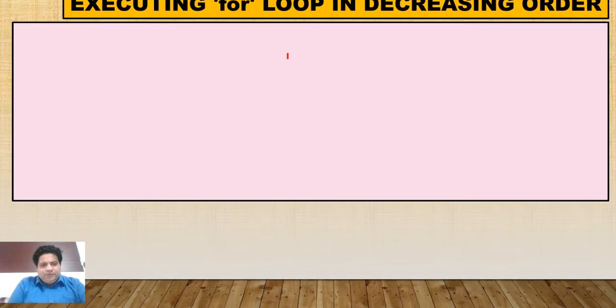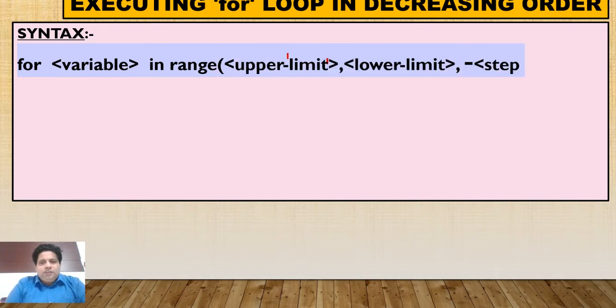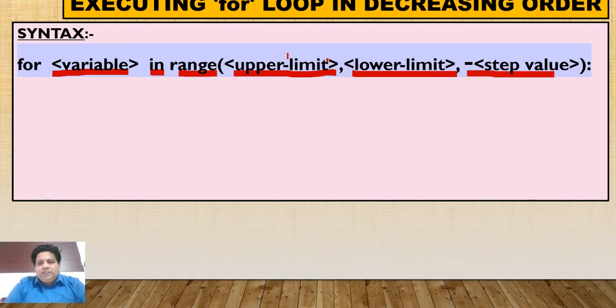Now the syntax is, see the syntax carefully. You write for variable in range. You write the variable name after for, then in is also an operator, and range is the function. Now you will give the upper limit first because you are executing the loop in decreasing order. Then the lower limit second, and then the step value with a minus sign, because you are decreasing the values. So the step value should be negative.